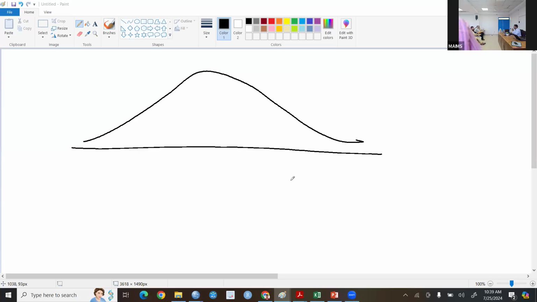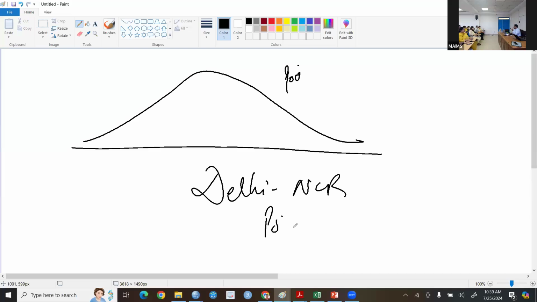That is a sample. The population from which I am collecting data has to be normal. That means I must know what is happening in Delhi NCR. I must know the population characteristics. If I'm doing research in Delhi NCR, I must know the data of the population, because out of the population we are going to collect the sample.